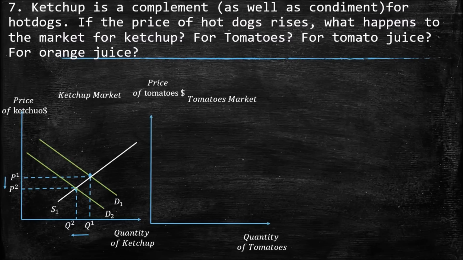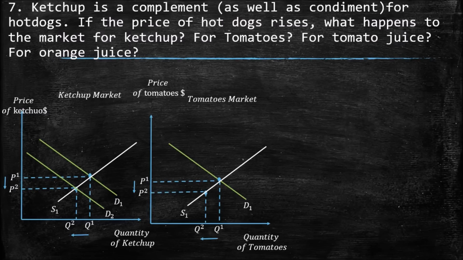Here is the initial condition. How can we think about it? For ketchup, you need tomatoes, right? But if there are going to be fewer quantities of ketchup in the market, the demand for tomatoes is going to decrease, because the same quantity of ketchup is not going to be produced. So this is a similar situation to the ketchup market. The demand is going to shift to the left, and the effect of this change is going to be a decrease in prices and a decrease in quantities.